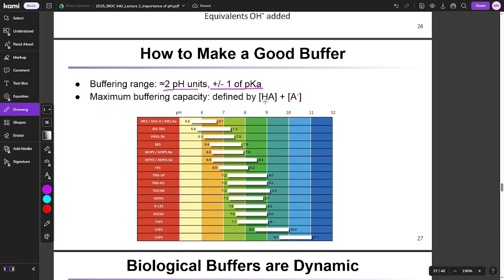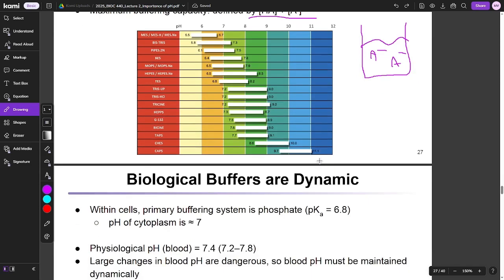And yeah, the maximum buffering capacity is defined by the amount of acid and the amount of base, right? That makes sense, right? If you have more of it, the more you have to add in order to get rid of one or the other. Like if you have a beaker with a lot of A minus in it, you'd have to add more H plus to turn it all into HA. Or if you have less of it, you require less. That seems to make sense, right? So, yep.